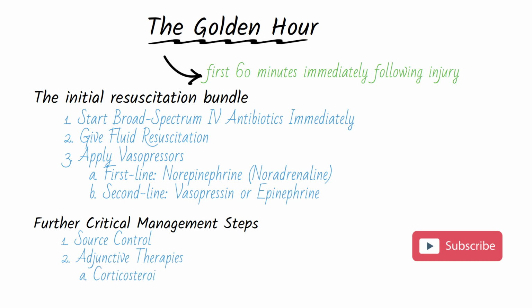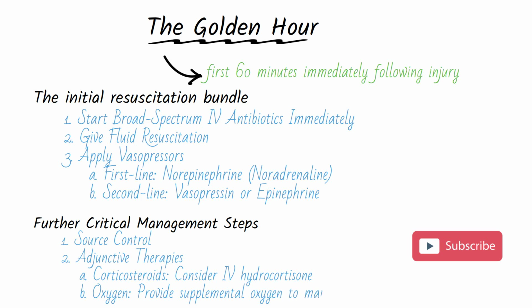Adjunctive therapies include use of corticosteroids. Consider IV hydrocortisone for patients with refractory septic shock who are not responding to adequate fluid and high-dose vasopressors. Provide supplemental oxygen to maintain the oxygen saturation above 94%. Mechanical ventilation may be required for respiratory failure.